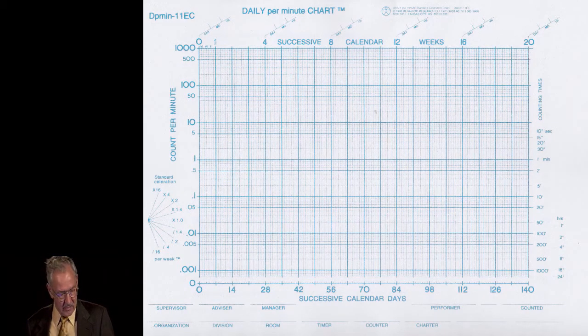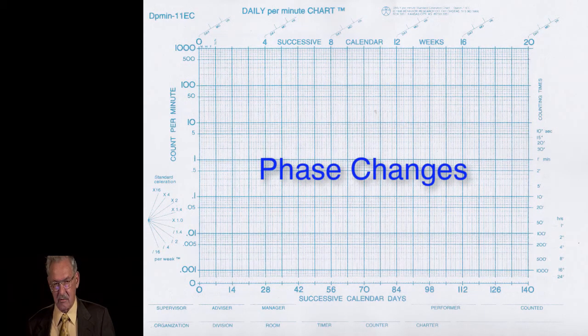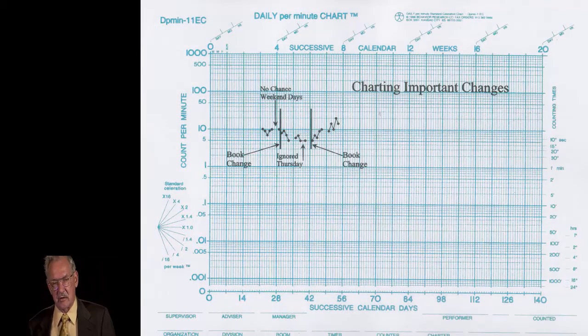These sorts of things we call phase changes. We're changing the phase. We're making a change in the environment that the individual is behaving in. And so we want to indicate those on the chart. And we do that by drawing a line between the recorded days separating the before and after the phase change event.